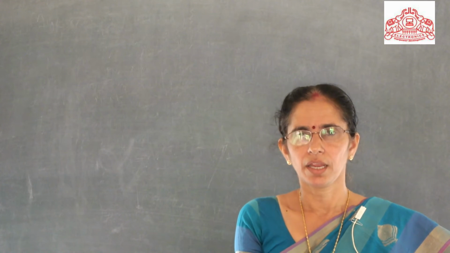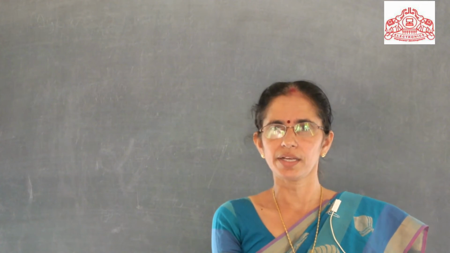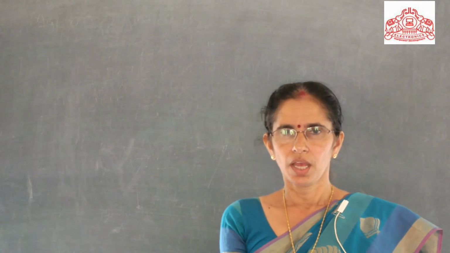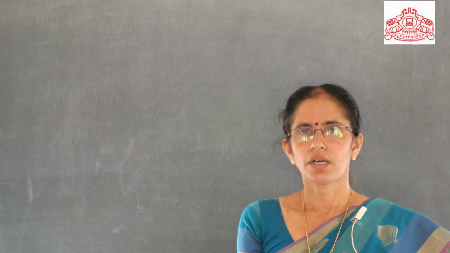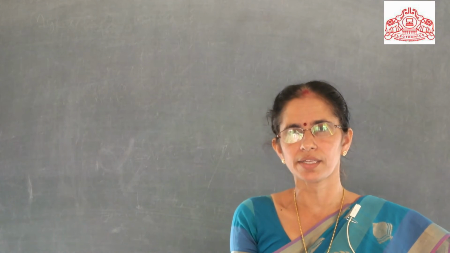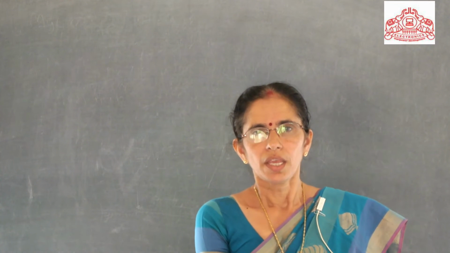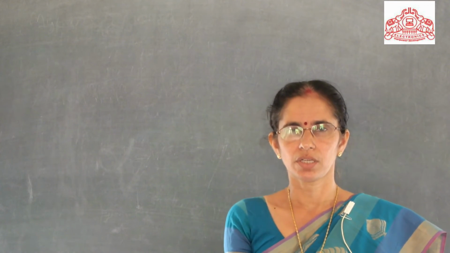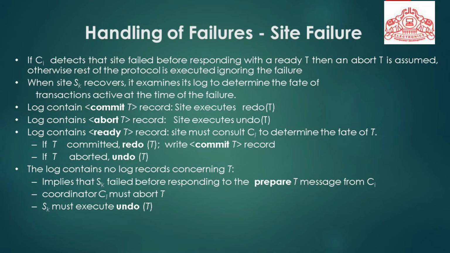We have seen there are different failures that can occur in a distributed environment. Now we have to see how different kinds of failures are treated by this 2PC protocol. First of all, we can see how a site failure is handled by the coordinator. If the coordinator CI detects that one of the sites has failed before responding with a ready T, then abort T is assumed. Otherwise, the rest of the 2PC protocol is executed in the normal fashion.